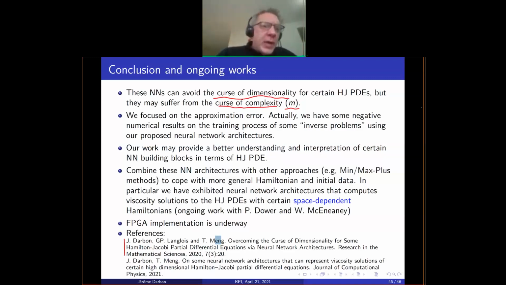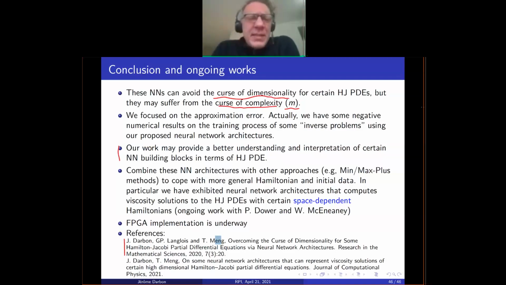So we hope, and we're still trying to pursue this idea, that we could understand and interpret certain neural network building blocks in terms of solutions of Hamilton-Jacobi PDEs. And we hope that by pushing those correspondences, we may be able to leverage the theoretical knowledge we have on the solutions of Hamilton-Jacobi PDEs and translate it into neural network architectures.